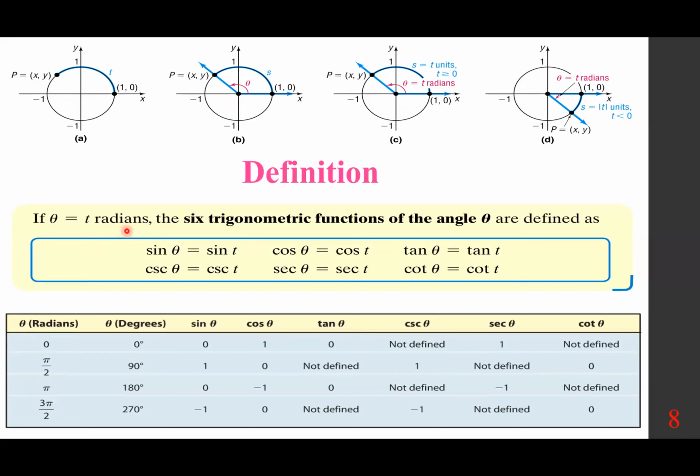If theta are T radians, the 6 trigonometric functions of angle theta are defined as sine theta equals sine T. So if we call that theta the angle, and remember that is the arc, this is the angle, okay? Sine theta equals sine T, cosine theta is cosine T, and so are the rest of them. So again, the arc versus the angle.